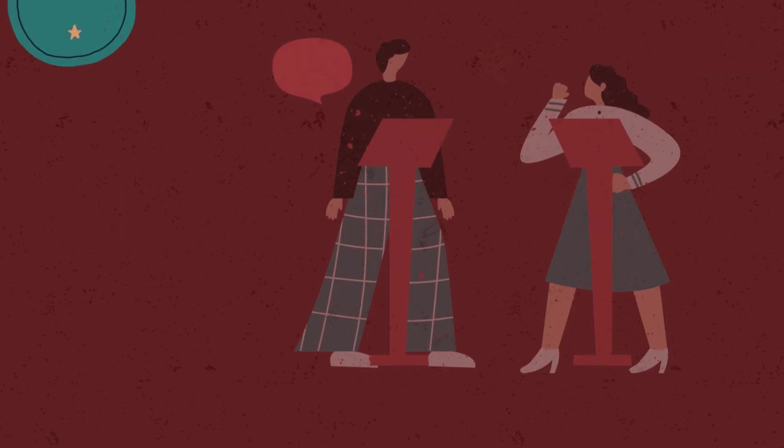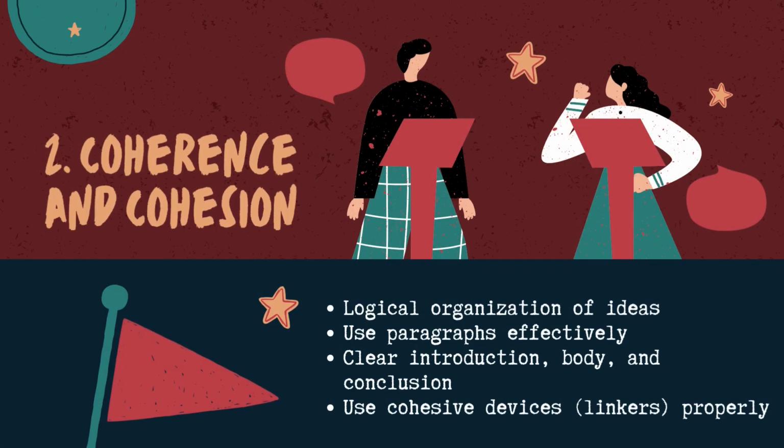The second we have is the cohesion and coherence. Logical organization of ideas, the connectivity between it. Use paragraphs effectively. You cannot write tons and tons of paragraphs. You just need to write 3 to 4 or 5 paragraphs. Then, with a clear introduction, body, and conclusion. You can add one more paragraph if you want for the explanation and example.